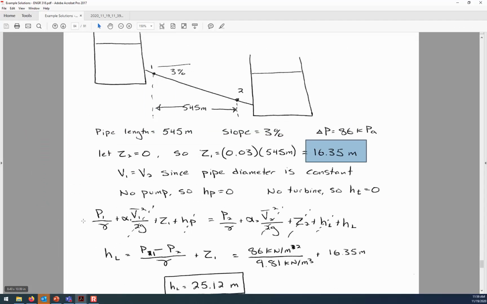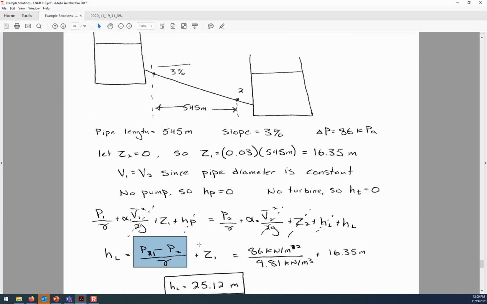So lots of things are going to drop out of the energy equation here. The pump term cancels out. The velocity at 1, the velocity at 2 cancels out. The Z2 term is 0. There's no turbine. So all that's left is that the head loss, if we're trying to calculate the head loss, is going to be the change in pressure plus the elevation difference. So that's going to allow us to determine how much of the pressure change that we see is due to the elevation difference and how much of it is due to energy loss due to pipe friction.